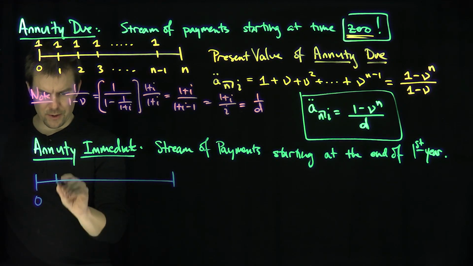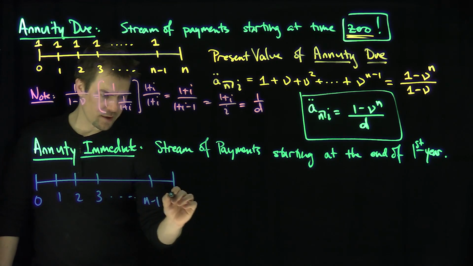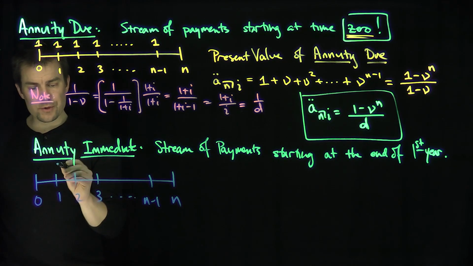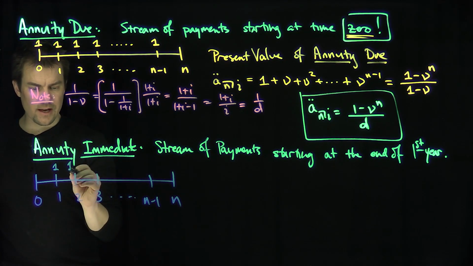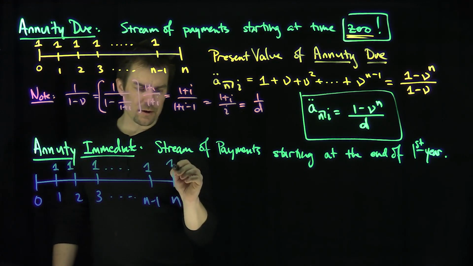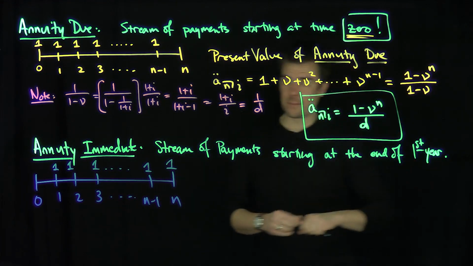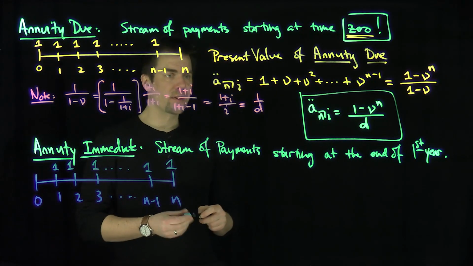Here's time 0, here's time 1, here's time 2, here's time 3, time n-1, and time n. For annuity immediates, you get $1 at the end of the first year, $1 at the end of the second year, $1 at the end of the third year, $1 at the end of the n-1st year, and $1 at the end of the nth year. Okay, so everything's been shifted over by 1 year in the annuity immediate sense. And so now let's find the present value of this.